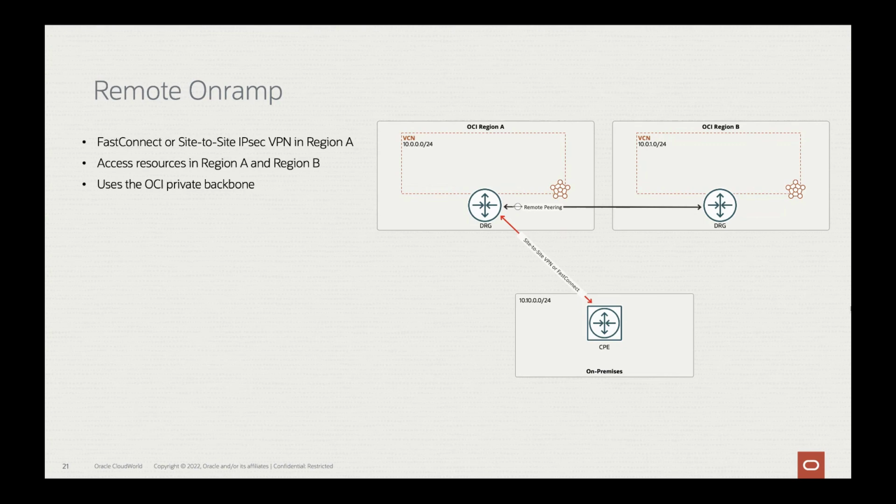And an RPC is going to give you that private path between the regions over that backbone, using your own private IPv4 or IPv6 address ranges. Traffic will be routed from on-premises to the DRG in Region A, and if our destination is Region A, it'll go directly into your VCN of choice. If our destination is Region B, it'll be routed to that remote peering connection over the backbone to Region B, and then ultimately to the final resource through the DRG.